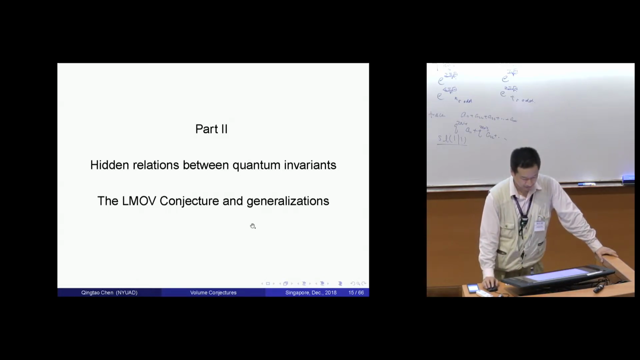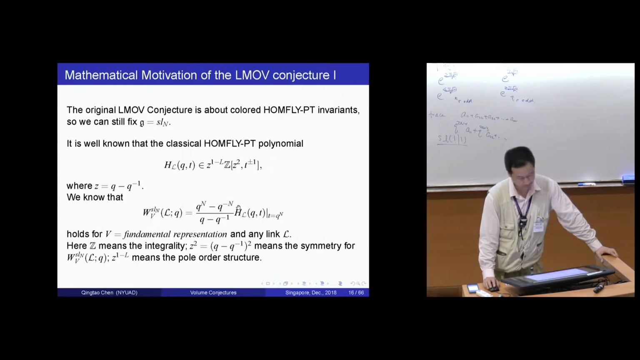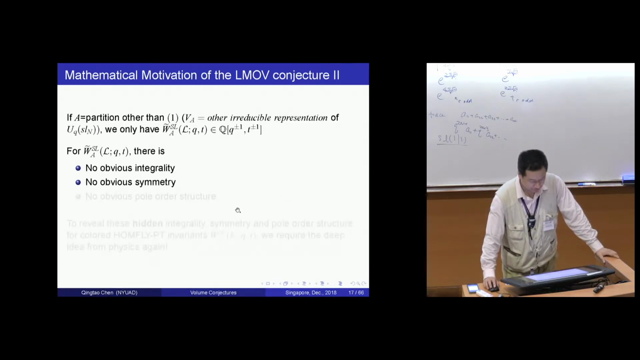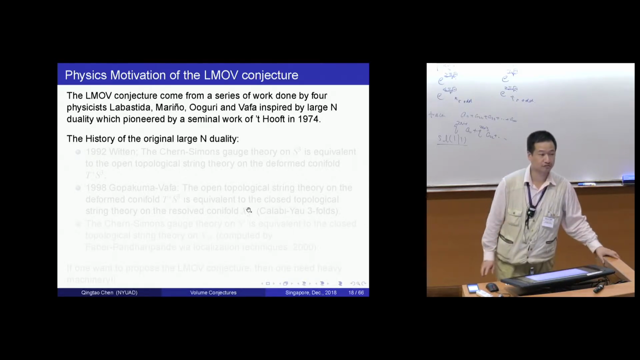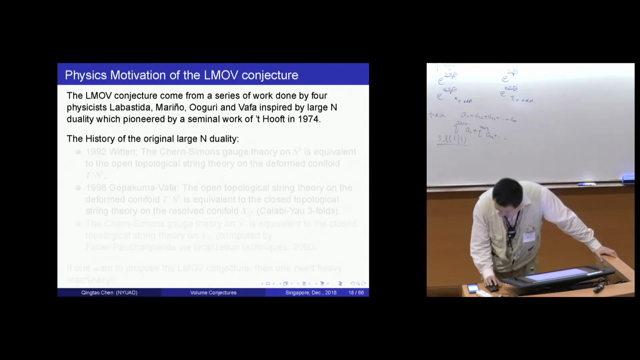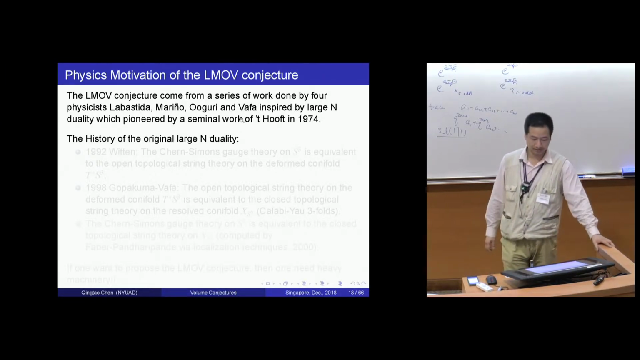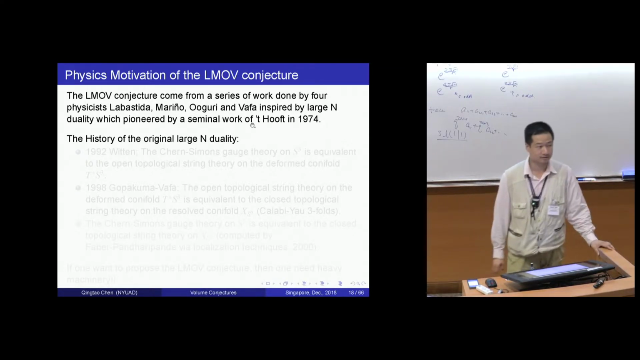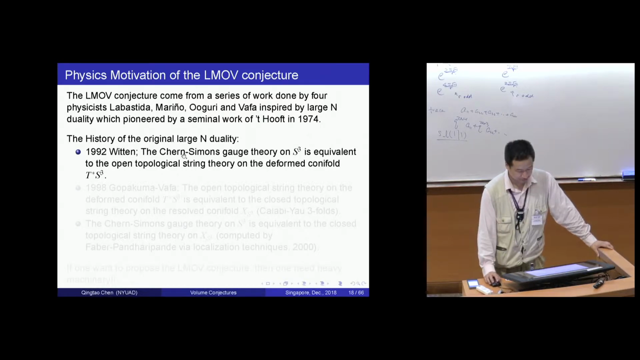Today I don't have time for the LMOV conjectures, but I can give you some physics motivation for them. I don't want to introduce the mathematical part. The LMOV conjecture comes from a series of works by four physicists, Labastida, Mariño, Ooguri, and Vafa, inspired by the large N duality, pioneered by the seminal work of 't Hooft in 1974. The history of the original large N duality also goes back to Witten in 1992.